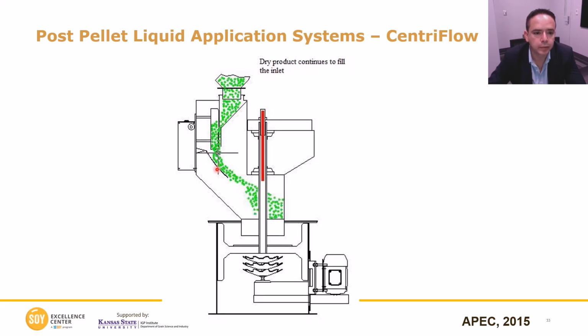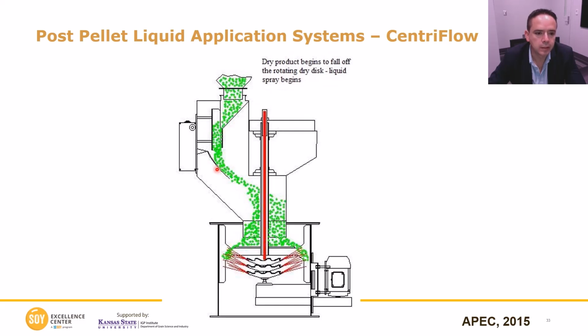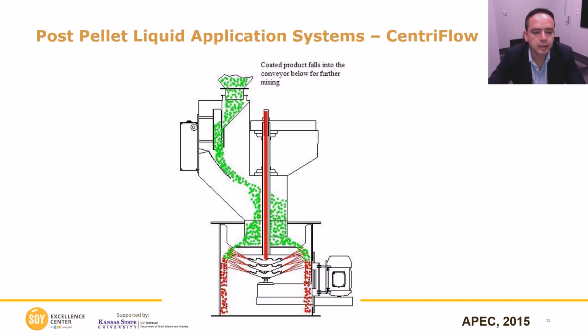Then dry product continues to fill the inlets, and then dry product lands on the low RPM rotating dry disk. Liquids continue to flow towards the liquid disk, and dry product begins to fall off the rotating dry disk, and then liquid spray begins. So here you can see the pellets coming in green, and here you can see the liquids being atomized in red. Then the coated product falls into the conveyor below for further mixing.